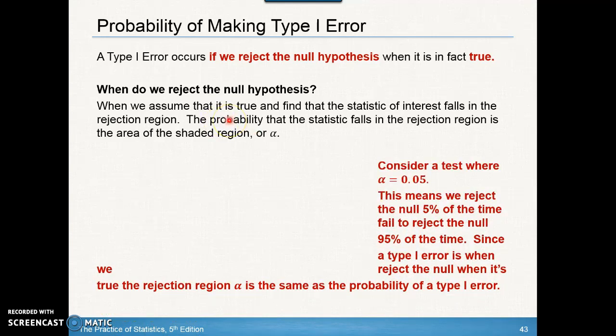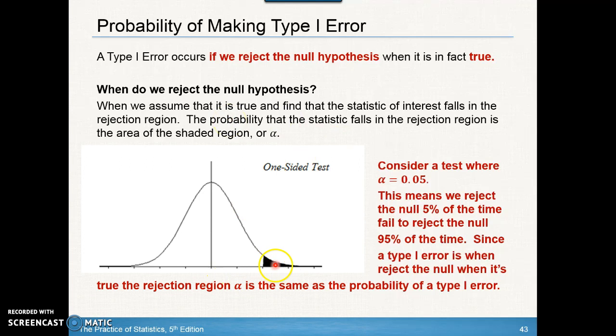Okay, so let's consider a test where alpha equals 0.05 right here. This means we're rejecting the null 5% of the time and failing to reject it 95% of the time. Since a type 1 error is when we reject the null, right here we're rejecting the null 5% of the time. A type 1 error has the same probability as the alpha. Because think about your alpha. Your alpha is 5% of the curve. I'm rejecting it 5% of the time. A type 1 error occurs when we reject the null. What percent of the time are we going to reject the null? Well, we're going to reject the null alpha percent of the time, so therefore the probability of a type 1 error is the same as alpha. Okay?